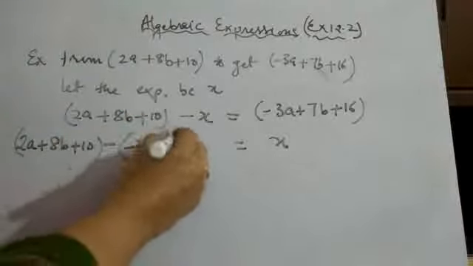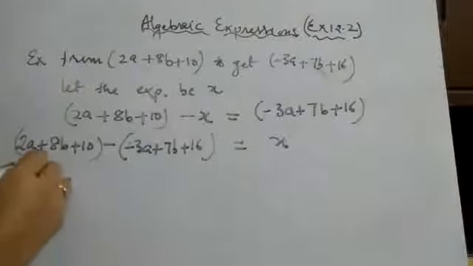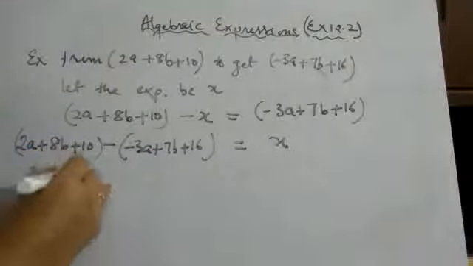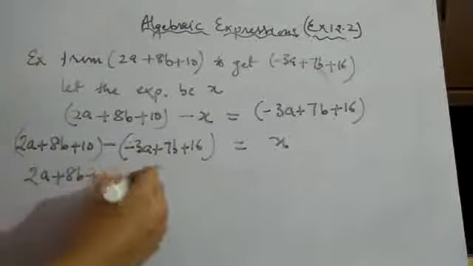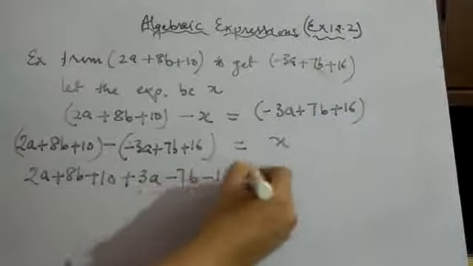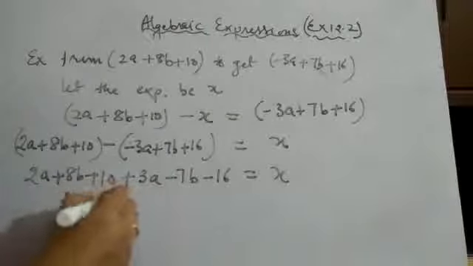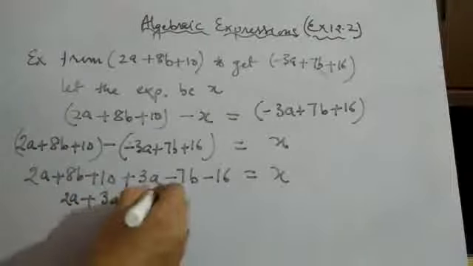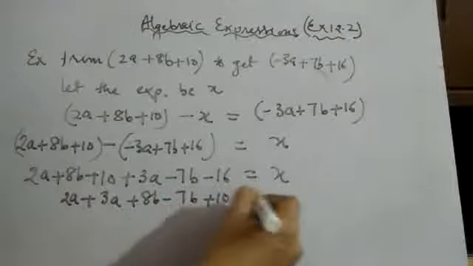3a plus 7b plus 16. Keep them in brackets so that you don't make mistakes. 2a plus 8b plus 10. Now minus outside the bracket, so the signs will change. Plus 3a minus 7b minus 16. 2a plus 3a, bring the like terms. 8b minus 7b plus 10 minus 16.